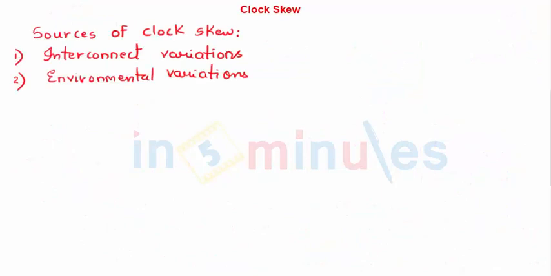Now, sources of clock skew: one or two I have just mentioned here. One is the interconnect variation; we already saw that, the length of the wire. We also saw the buffers present. Another could be environmental variations like temperature and power supply, and so on. So clock skew is also a very serious problem, which we will see how to minimize in future clips.